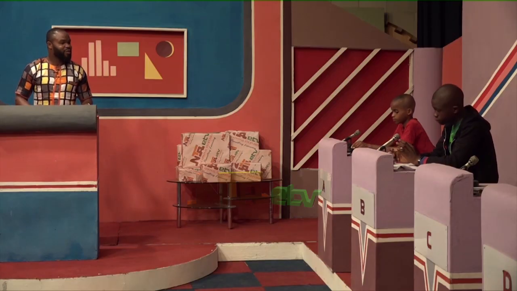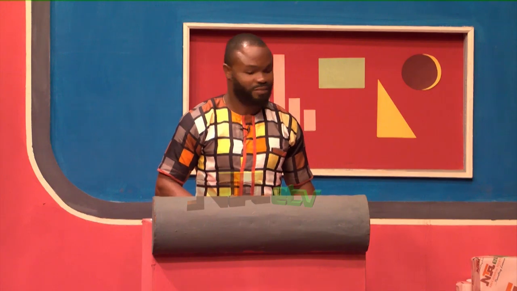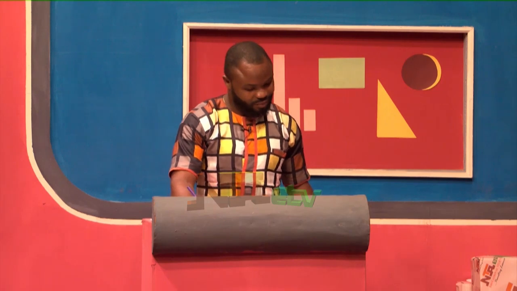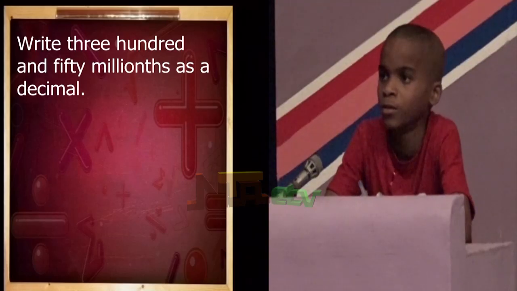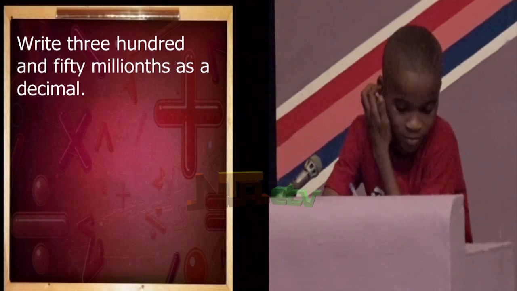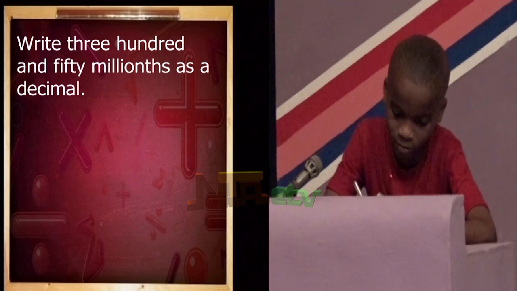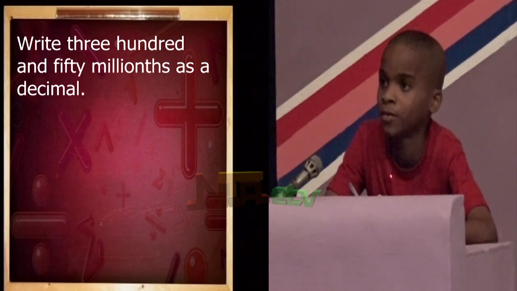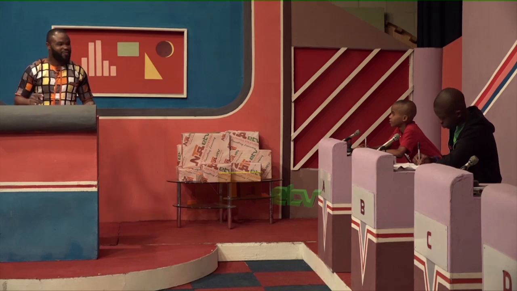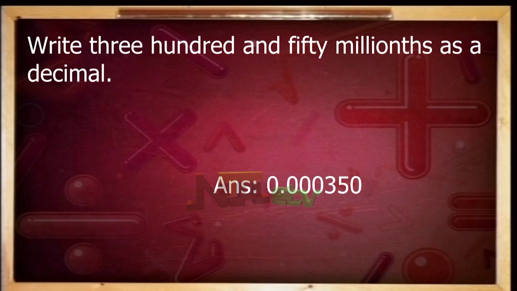Contestant A, your question. Question 1. Write 350 millionths as a decimal. 3.50. You still have time. That's not the right answer. 0.25. You missed out on that one. So the answer is 0.000350.